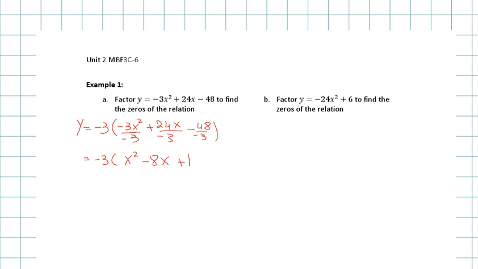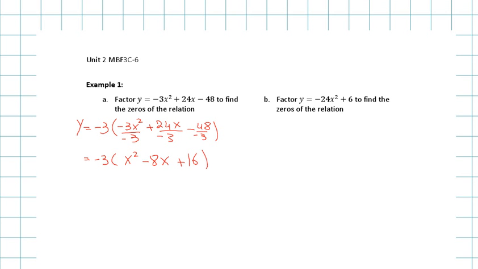I don't understand. Why did it go 16? Why did it turn into a positive? Anyone can answer that? Negative divided by a negative makes a positive. You see? You have a negative divided by a negative, so that makes it a positive.